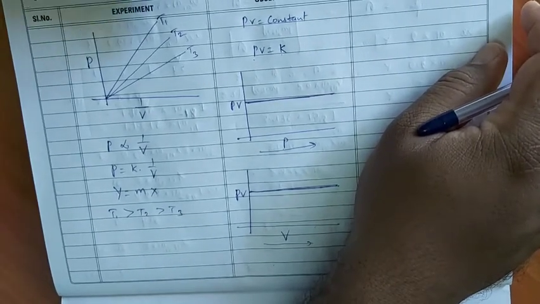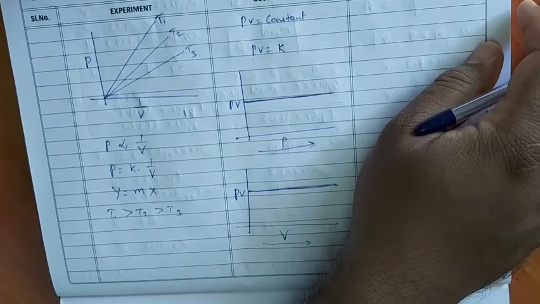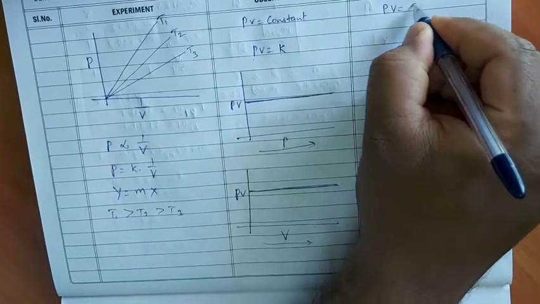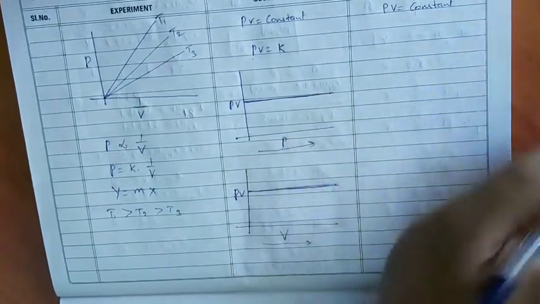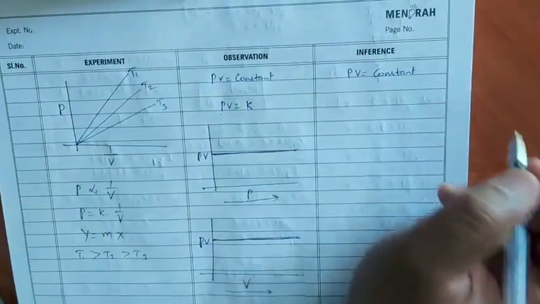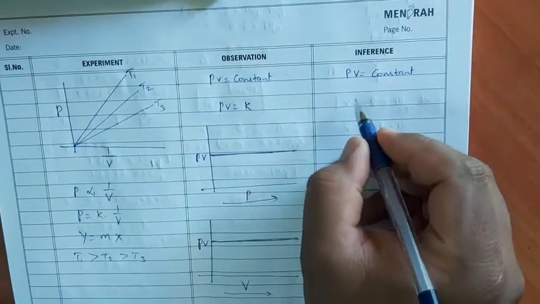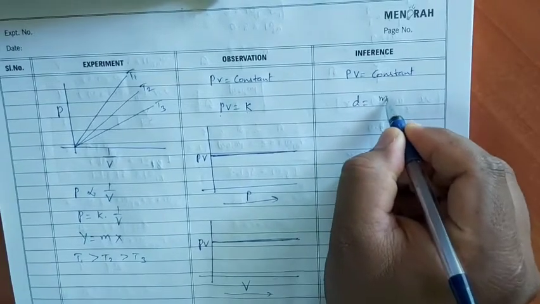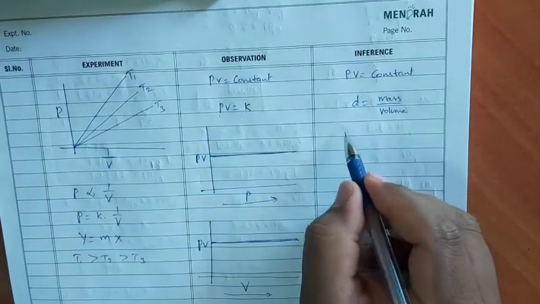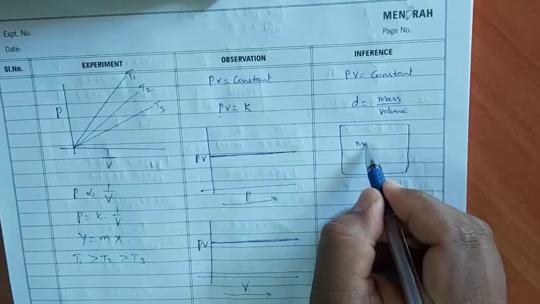But under Boyle's law, one more small thing is there, that is relation with density. Let us see what about the relation with density. We got PV is equal to constant. Correct? Now we know density formula. Density is equal to mass by volume. In a container, we have taken fixed amount of gas. That means mass is constant.